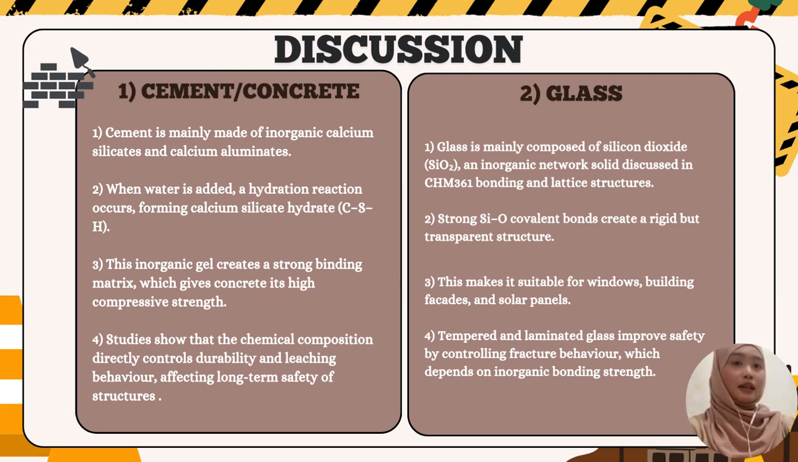Studies show that the chemical composition directly controls durability and leaching behavior, affecting the long-term safety of structures. Next, for glass. Glass is mainly composed of silicon dioxide, an inorganic network solid discussed in Chemistry 361, bonding and lattice structures. Strong Si-O covalent bonds create a rigid but transparent structure. Because it is chemically inert, glass does not react easily with water or air. This makes it suitable for windows, building facades, and solar panels. Tempered and laminated glass improve safety by controlling fracture behavior, which depends on inorganic bonding strength.